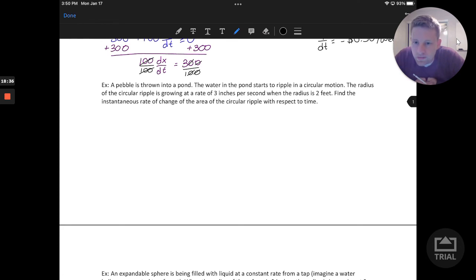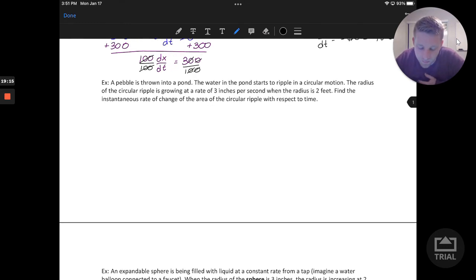This question says that a pebble is thrown into a pond and the water in the pond starts to ripple in a circular motion. The radius of the circular ripple is growing at a rate of 3 inches per second when the radius is 2 feet. Find the instantaneous rate of change of the area of the circular ripple with respect to time. Okay, so this has a little bit of a different flavor. It's more of a geometric shape that we would see instead of a revenue or cost or price function.